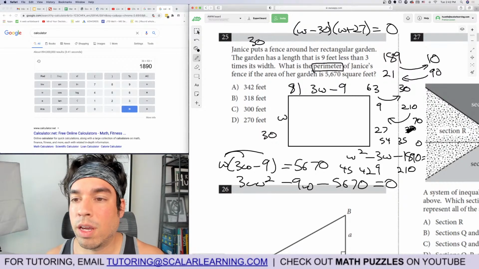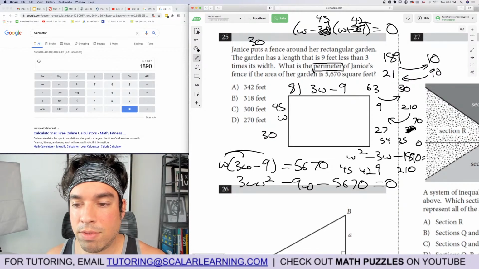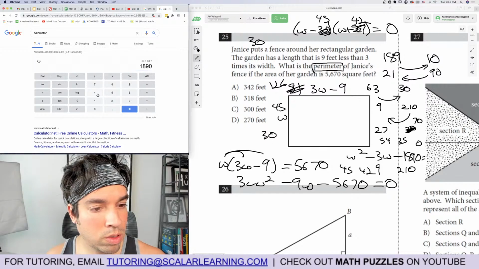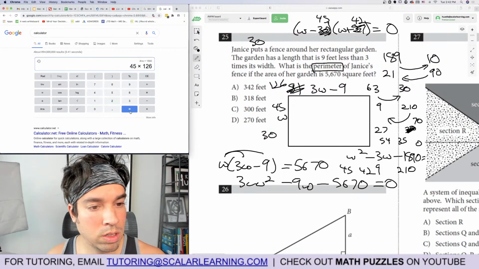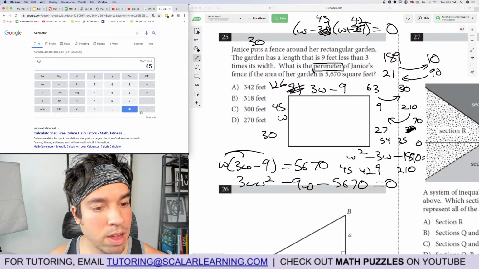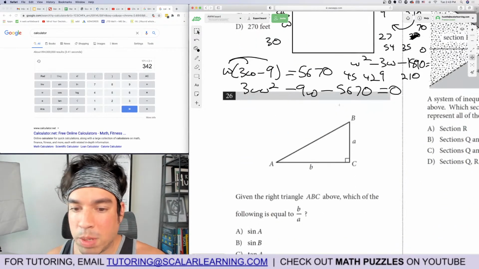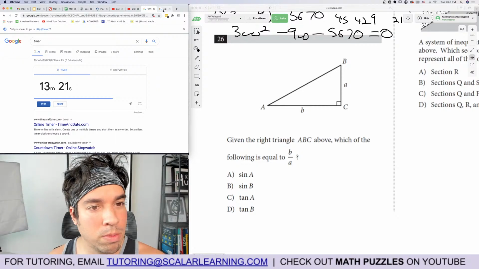Got it. Okay. So minus 45 plus 42. So then this would be 45, and then this would be 120, 135, 126. 45 times 126. 6 is that. All right. And then we do 45 plus 126 because we want the perimeter, and we double it, and we get 342. Woo! Oh my God, that was bad because we burned a ton of time. All right.